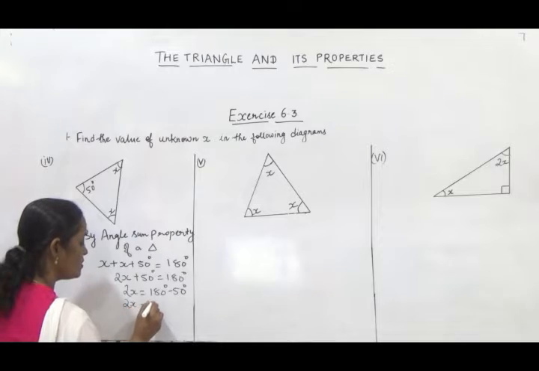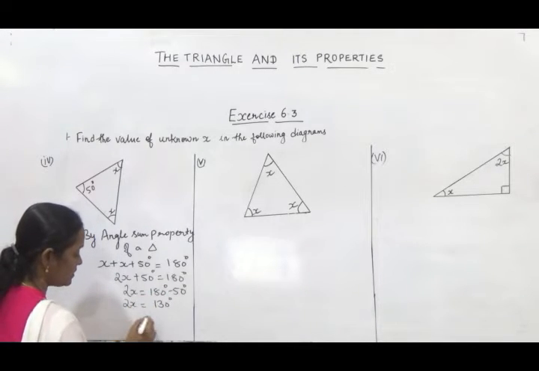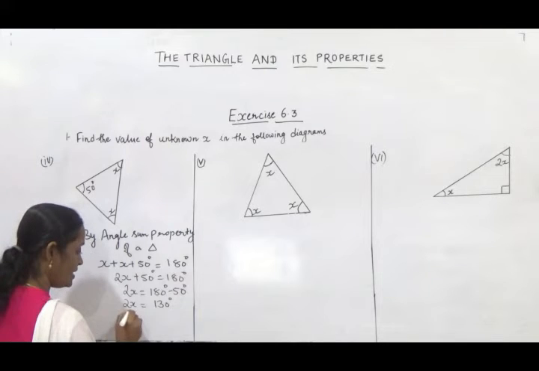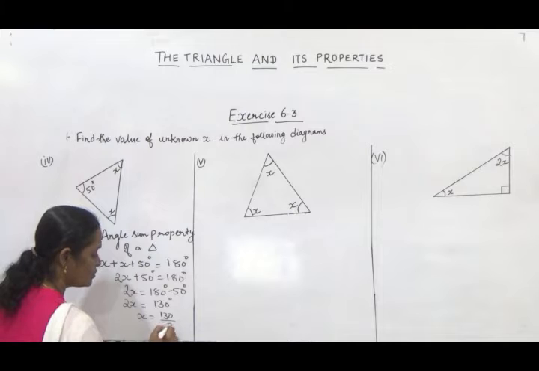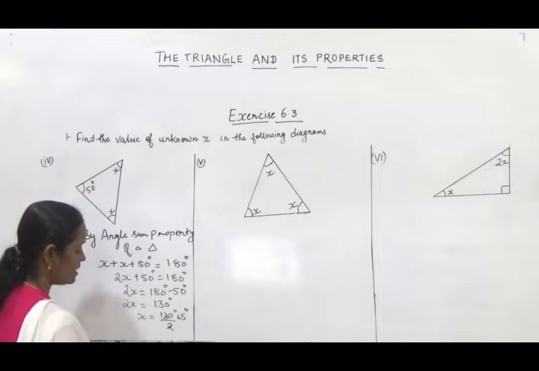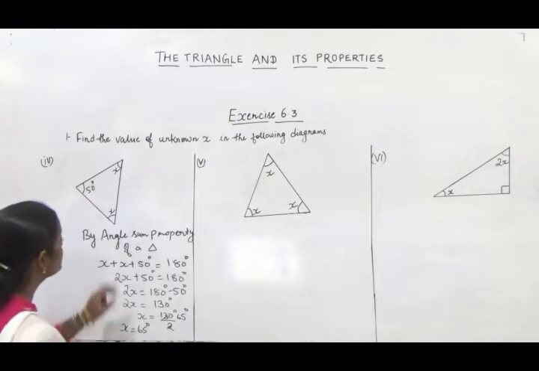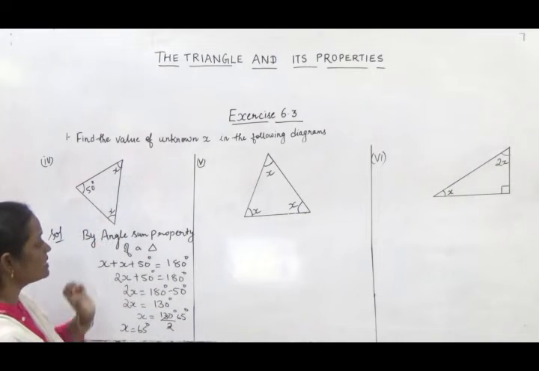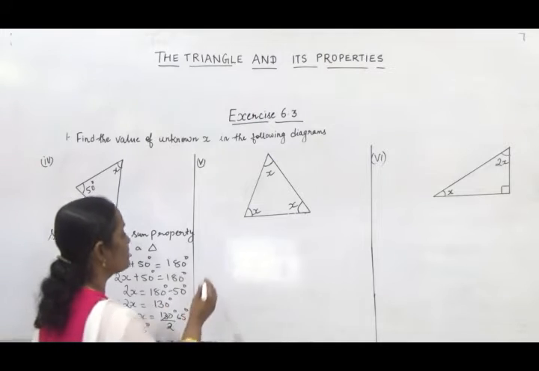2x is equal to 130 degree. 180 minus 50 is 130, or dividing both sides by 2 we get x is equal to 130 by 2. So here it is 2 6 are 12, 1 remaining 10, 65 degree. The value of x is 65 degree each. So these two angles each are 65 degree and 65 degree. The next question, question number 5.